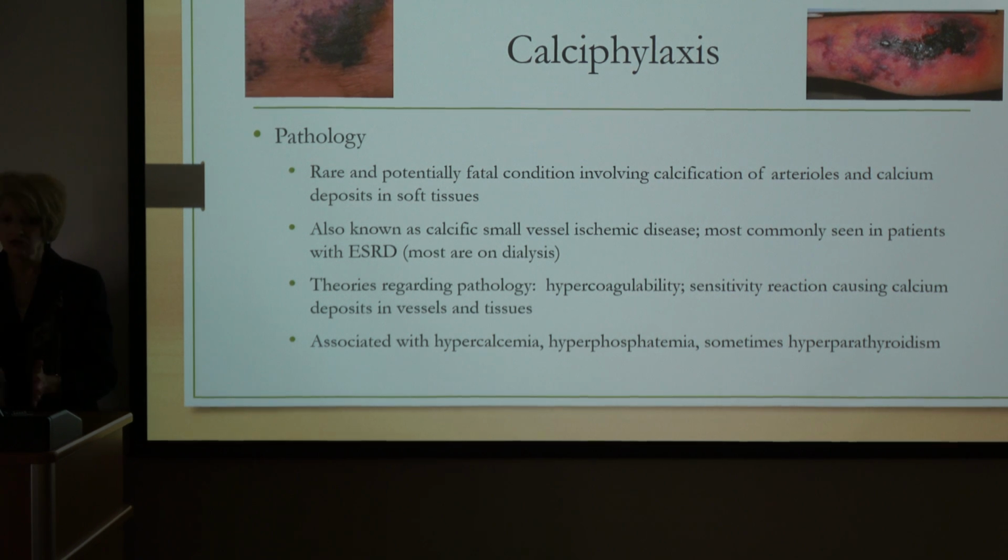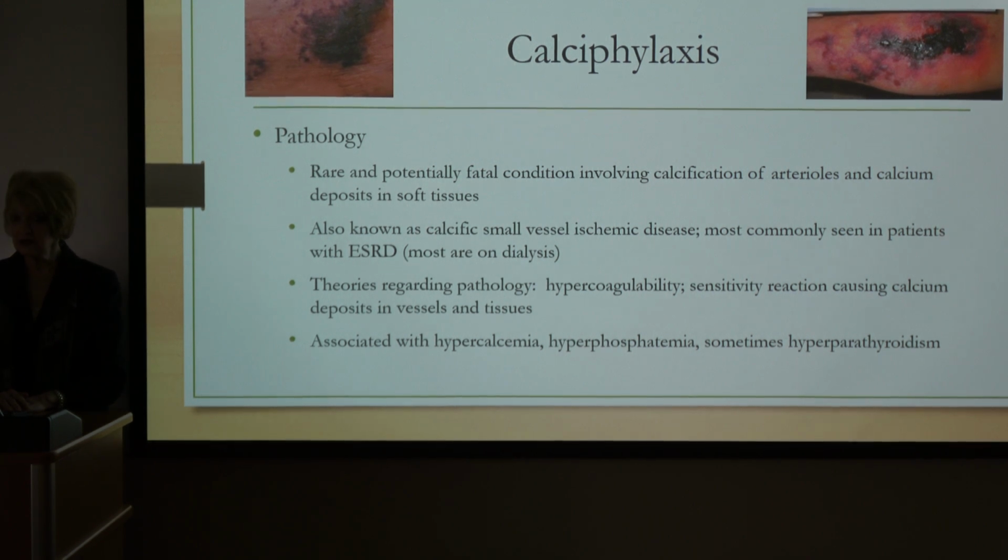Why? What causes this? What's the pathology? What makes them start depositing calcium out of the tissues or depositing calcium within the vessel wall? There's two major theories regarding pathology. One is that there's some kind of hypercoagulability that leads to calcium precipitation. The other is that there's a sensitivity reaction that causes calcium to essentially move out of the bloodstream into the tissues, into the vessel wall.